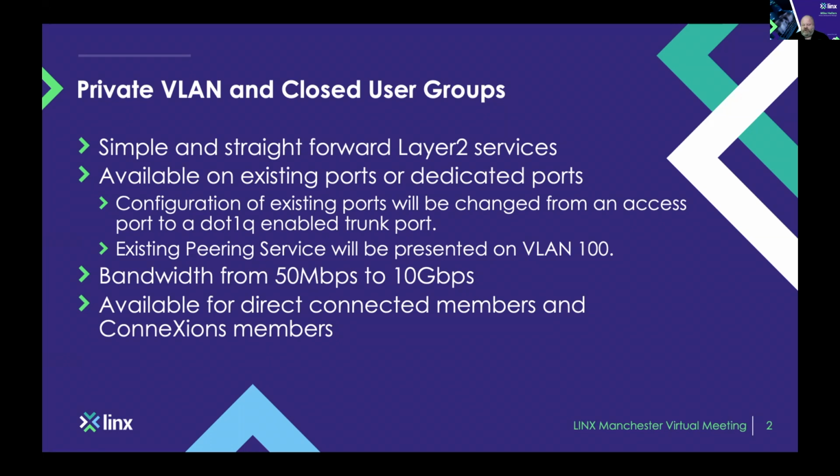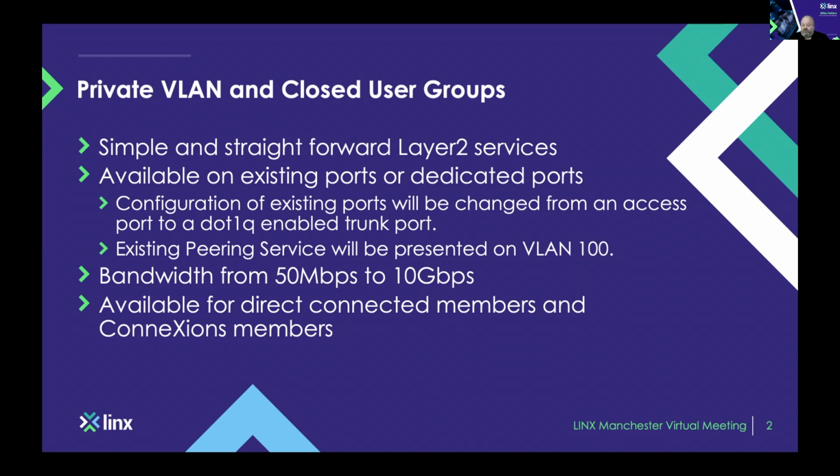They're simple and straightforward layer 2 services. They are also the foundation of a number of other services, i.e. our Cloud Connect service and a couple of other products that we're working on. You can have these on your existing ports, or you can order dedicated ports. If you use an existing port, by default, our ports are configured as regular access ports, so there are no VLANs on it. If you order one of these services, we'll change your port into a trunk port, .1q enabled, and present your existing peering service on a separate VLAN.